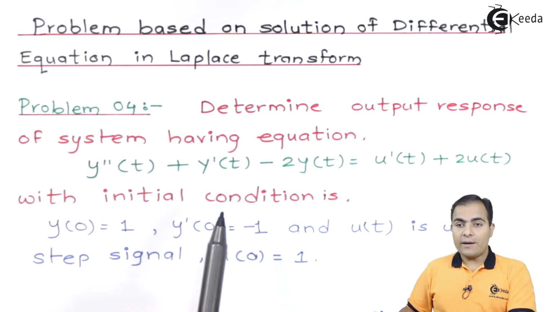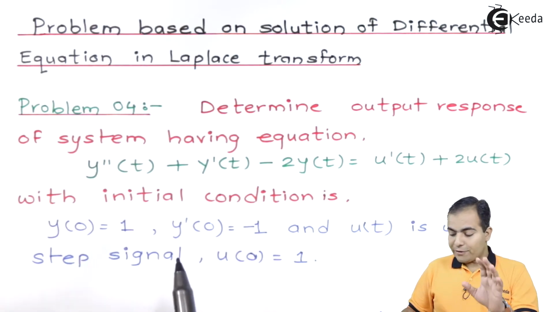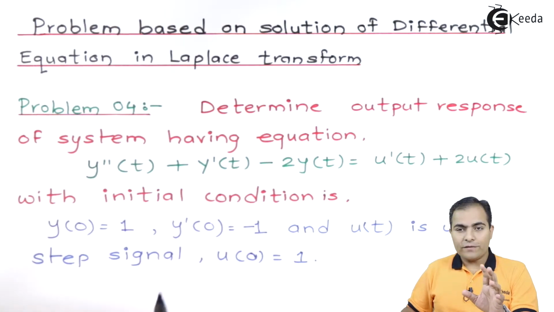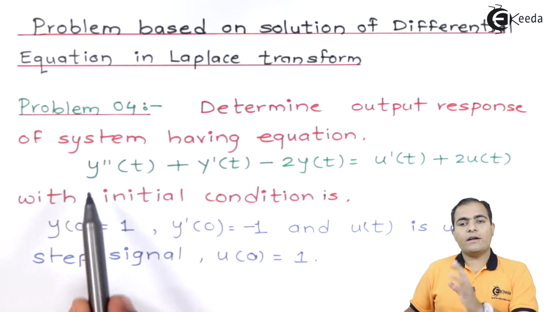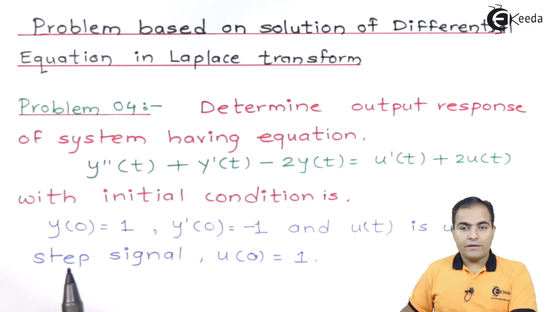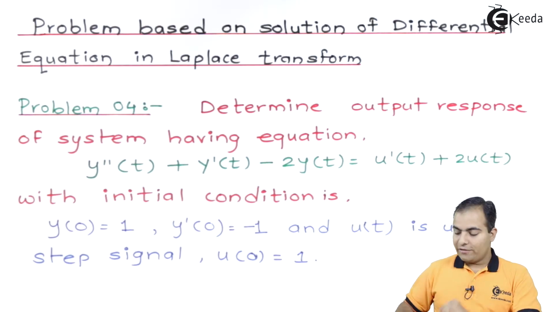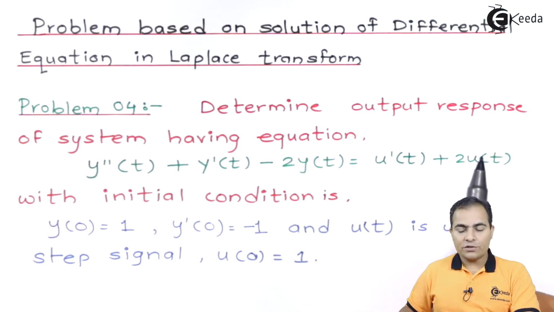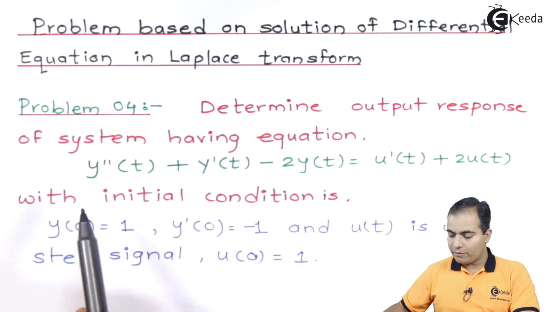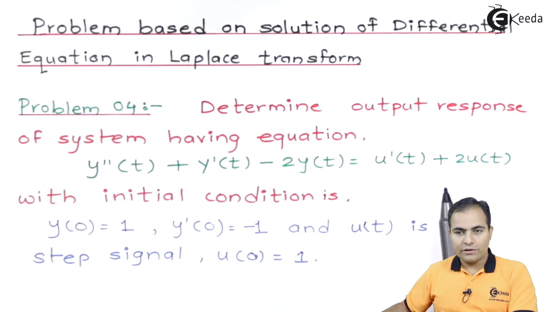While applying the Laplace transform, we have to use the initial conditions values. So whenever you calculate the Laplace transform of a differential equation, which formula will you prefer, the bilateral Laplace transform property or the unilateral Laplace transform property? Here we are going to apply the Laplace transform to y double dash of t. The question is to determine the output response, which means the total response of the system, where the system is given by the differential equation y double dash of t plus y dash of t minus 2 y of t equal to u dash of t plus 2 u of t, where u of t is the unit step, as already mentioned in your question.